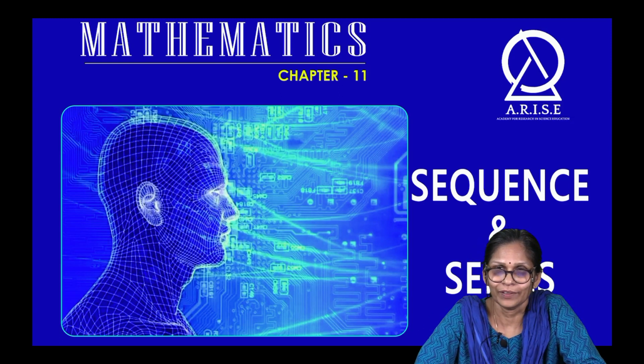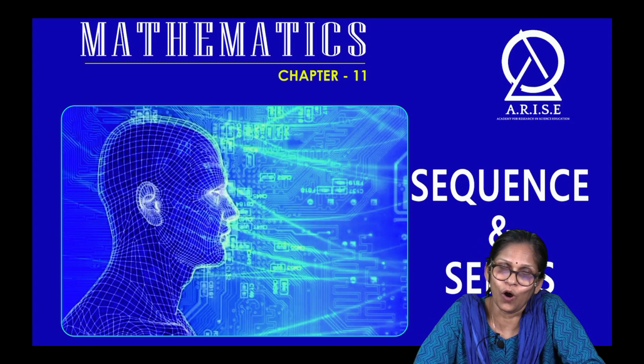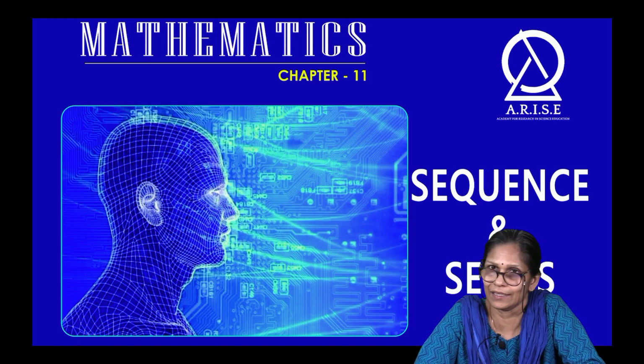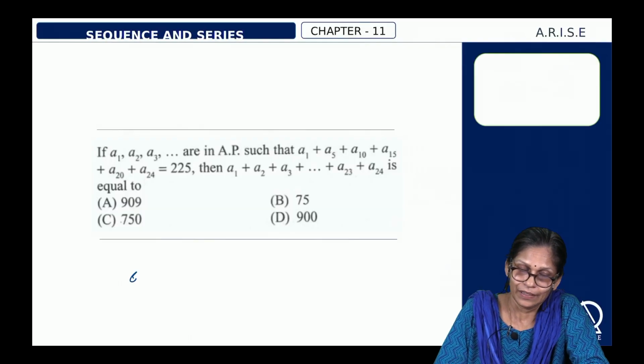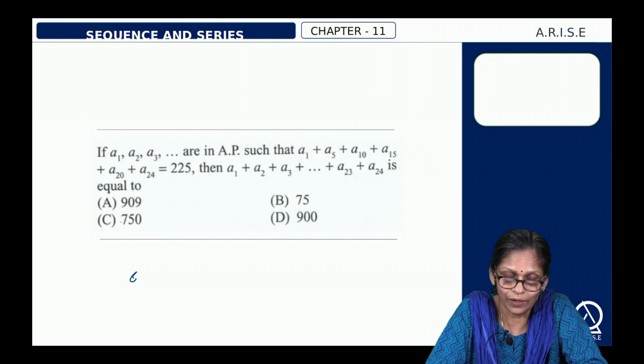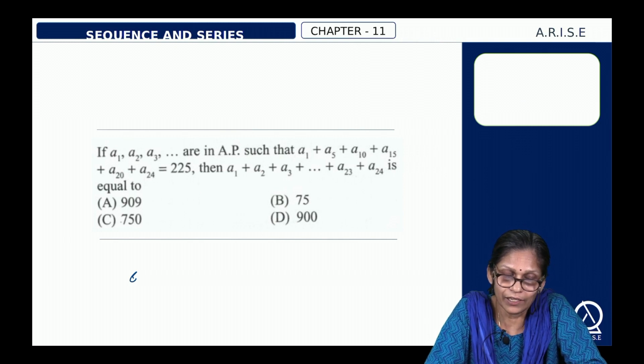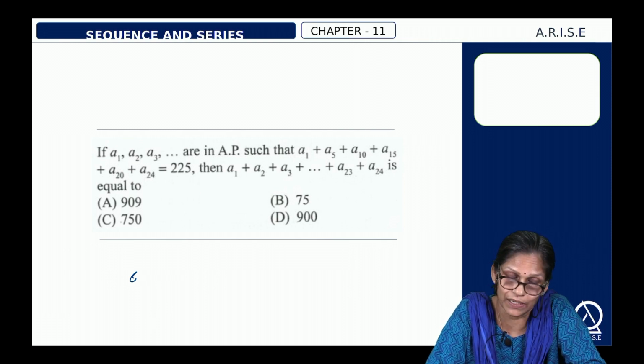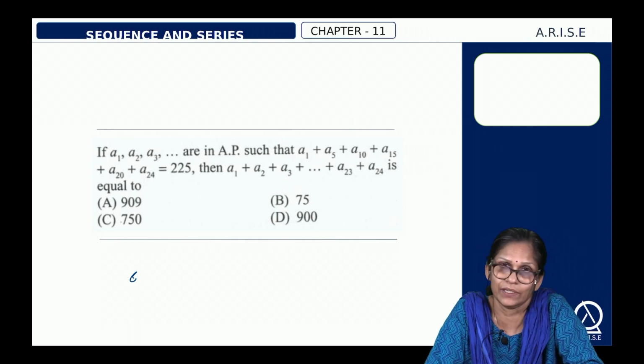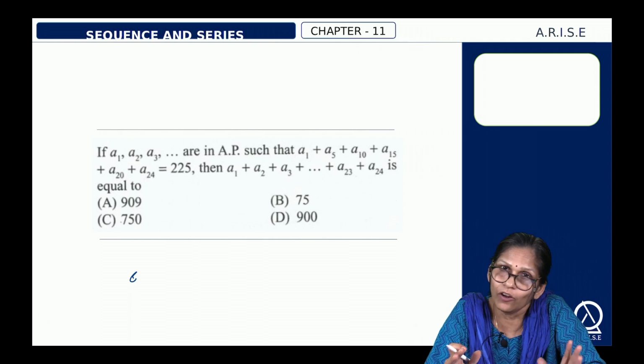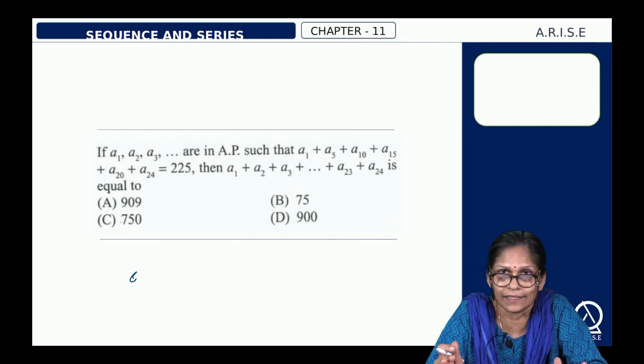Hello all. Today it's the MCQ on the chapter sequences and series. Let's do the first one. If A1, A2 etc. are in AP and A1 plus A5 plus A10 plus A15 plus A20 plus A24 is 225, you are asked to find A1 plus A2 plus etc. A24. I will tell you first of all the direct method and then an easy method.